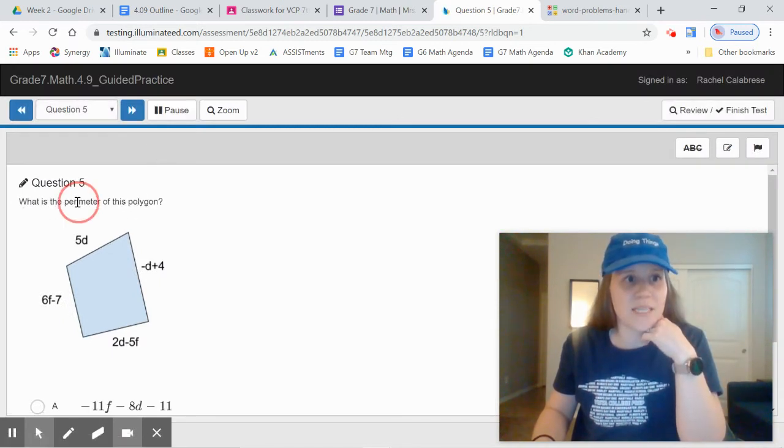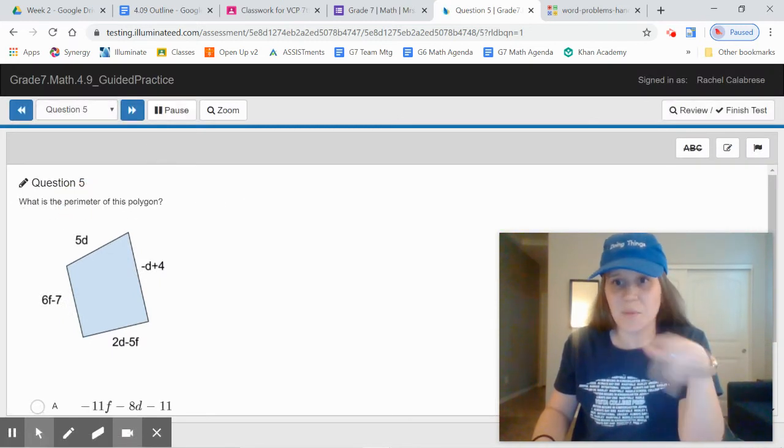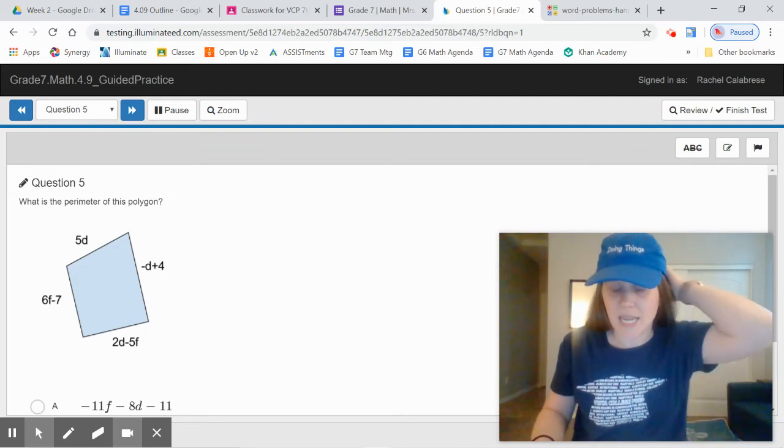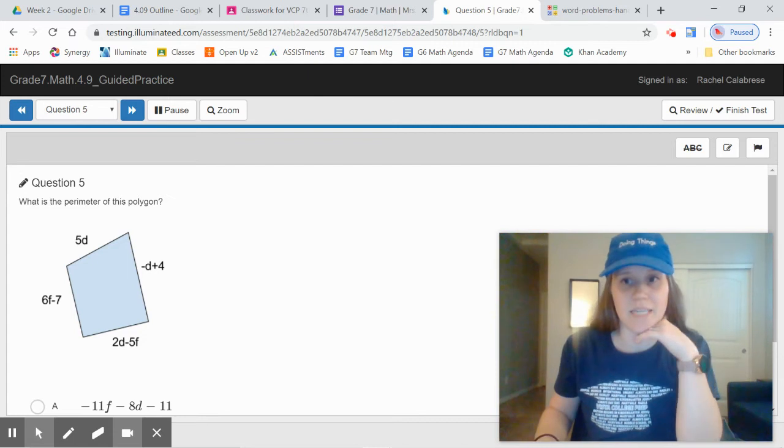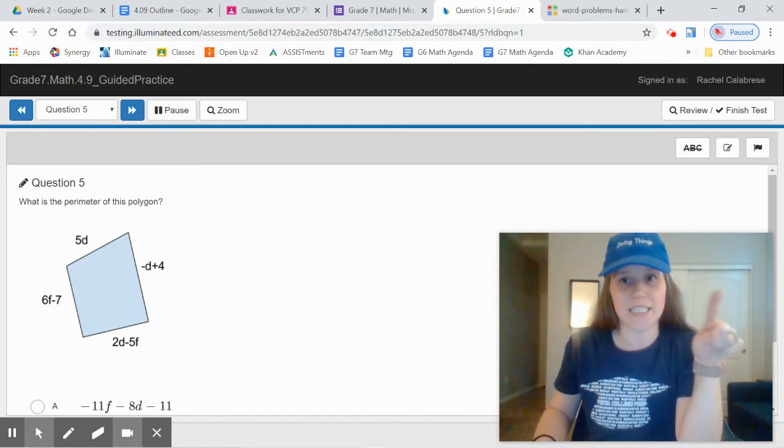All right, question 5 is going to ask us about perimeter. Here we go. What is the perimeter of this polygon? Do you remember what perimeter is? I'm going to call Ms. Hayes if you don't remember what perimeter is and have her talk to you. I'm sure she'd love to talk to you. The perimeter of this polygon is the distance around. So perimeter of a quadrilateral like this one would be all 4 sides added together.